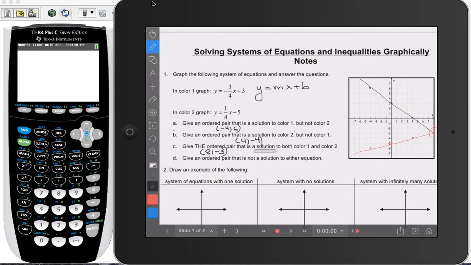Now in part D, you want an ordered pair or a point that's not a solution to either equation. So basically any point that does not belong to the black or red line is not a solution of either equation. So for example, negative 3, 0 is a point that's not on any of these two lines. So there you go. That's part 1.